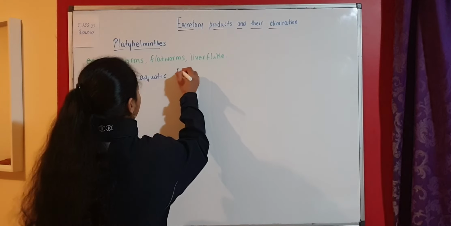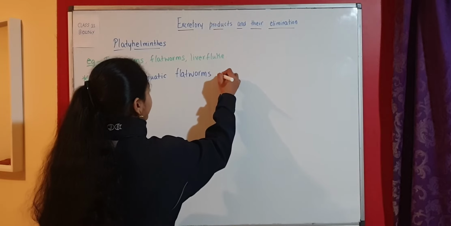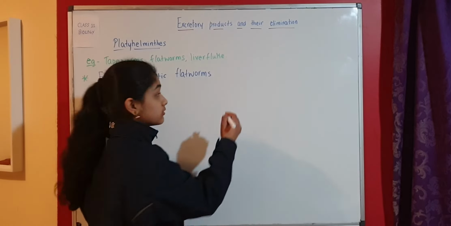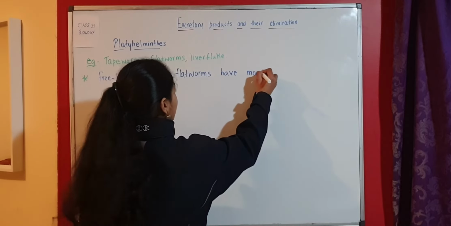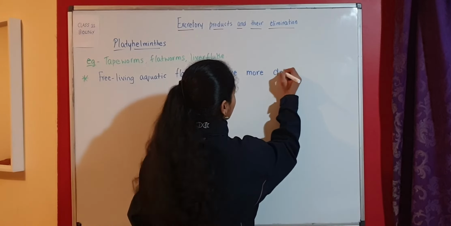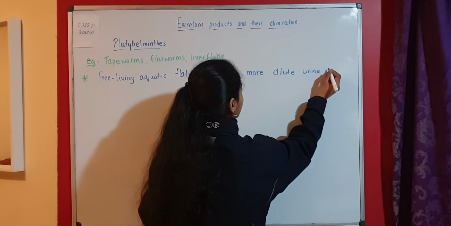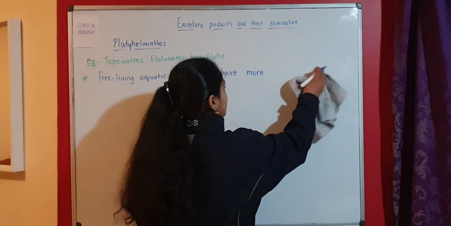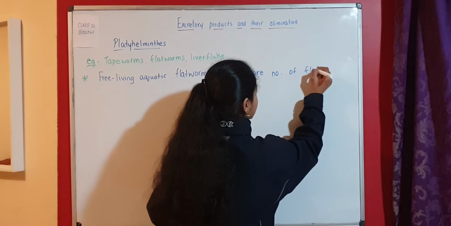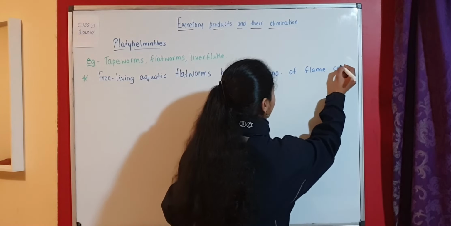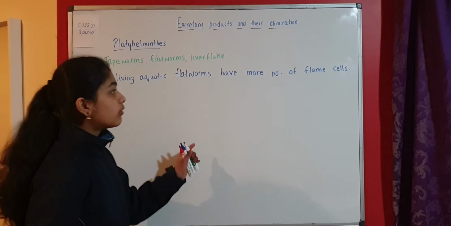Aquatic flatworms. So these flatworms have more dilute urine. Sorry, it's not dilute urine. Or they have more number of flame cells, we have to tell. And the reason why they have more number of flame cells is dilute urine. So free living aquatic flatworms have more number of flame cells.